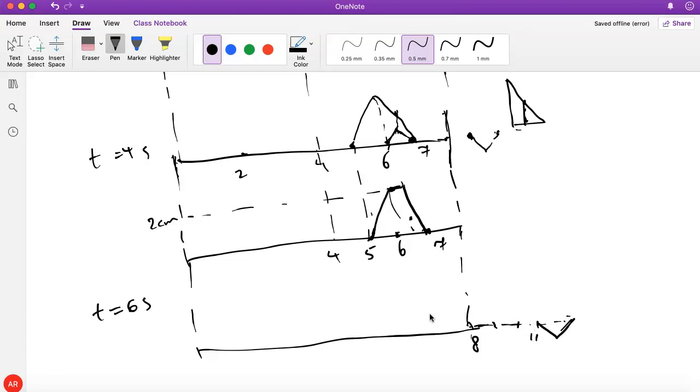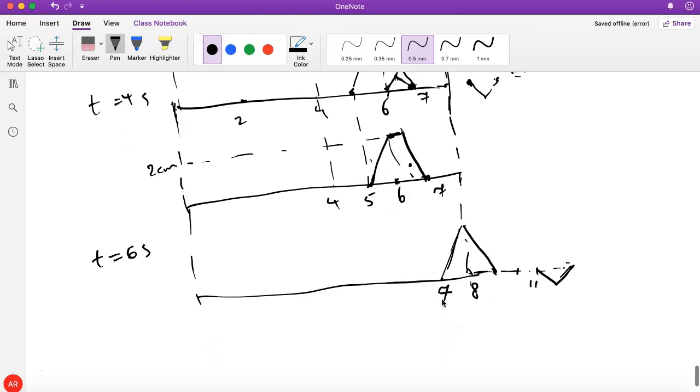So 11. And this one, where is this one? Again, two more seconds. It gets shifted forward by 2 centimeters. So 7 goes to 9. And 5 goes to 7. So if there were no wall there to reflect these, it would look like that.